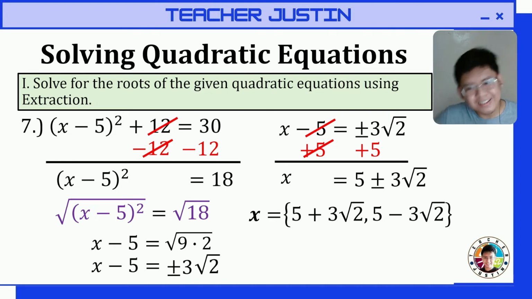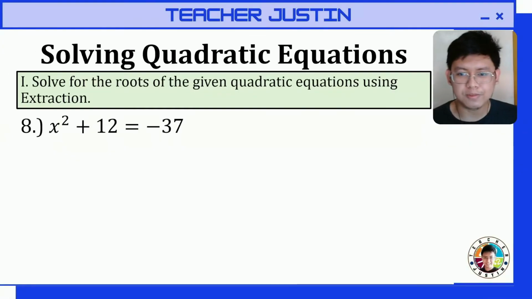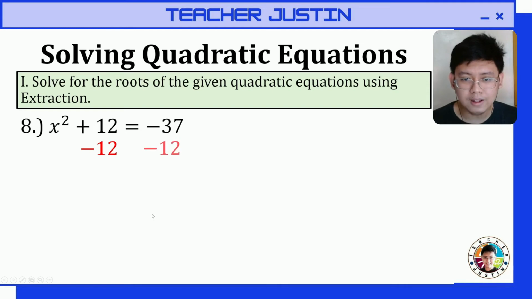That's it! Ta-da! Alright, let's solve for the roots of this quadratic equation using extraction. So, we're given x squared plus 12 is equal to negative 37. So, let's apply extraction. So, pag in-apply natin yung extraction, ang gagawin natin is we have to isolate the variable x dito sa ating equation. So, lipat natin si positive 12 sa kabilang side ng equation natin. So, let's subtract both sides by 12 para ma-isolate natin si x squared.